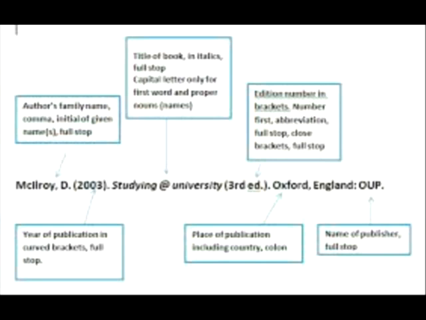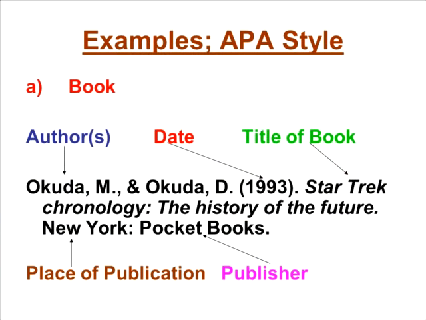In parentheses, we mention the edition of the book, dot, and then the publisher, Oxford, the place of publication, country, and the name of the publisher, Oxford, England. One more example, we check it; you watch, observe and learn.